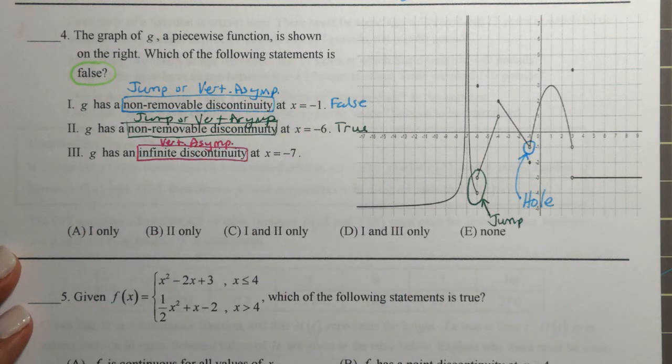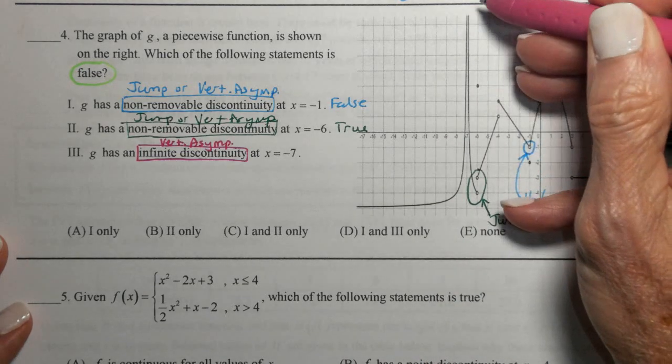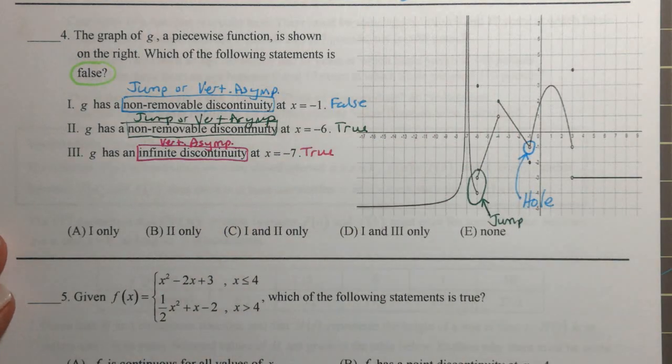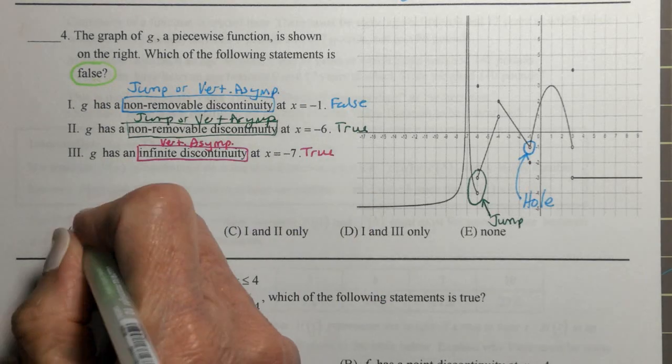An infinite discontinuity at x equals negative 7. I go to x equals negative 7, and sure enough, I do see a vertical asymptote. This is true. So the only one that I want to keep here is the only false one, number 1, so A.